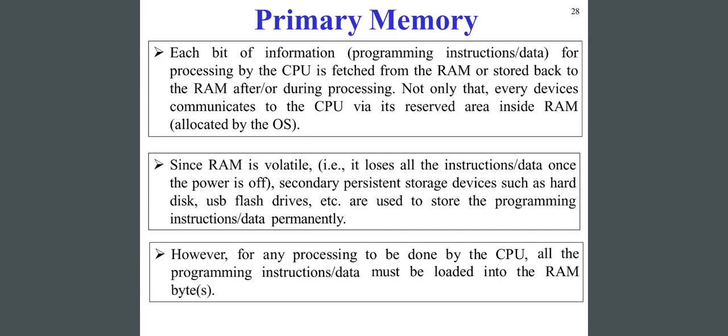Each bit of information, programming instructions, and data for processing by the CPU is fetched from the RAM or stored back to the RAM after or during processing. Not only that, every device communicates to the CPU via its reserved area inside RAM allocated by the OS. Since RAM is volatile, that means it loses all the instructions or data once the power is off. Secondary persistent storage devices such as hard disks, USB flash drives, etc. are used to store the programming instructions or data permanently. However, for any processing to be done by the CPU, all the programming instructions or data must be loaded into the RAM bytes.